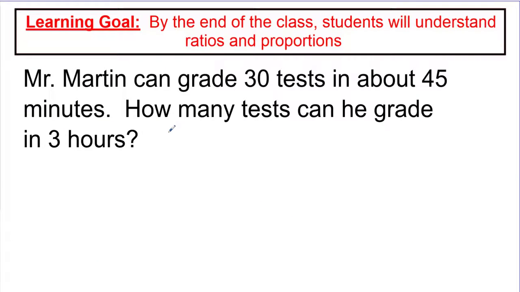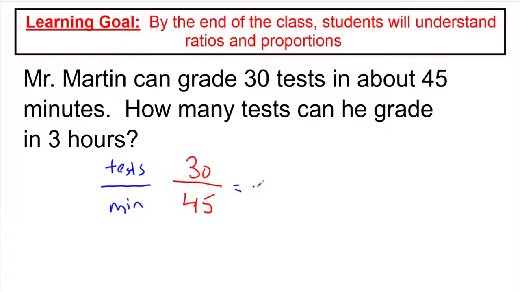Okay, so I can grade 30 tests in about 45 minutes. If I wanted to grade for 3 hours, and I'm wondering how many I can grade, here's what I'm going to do. I'm going to say my ratio is 30 tests for 45 minutes. So I'm going to say 30, 45. Okay, and just to keep myself organized, I'm going to put some labels out here. This represents tests, that's 30. This represents minutes. Okay, so this is really tests over minutes, 30 over 45.